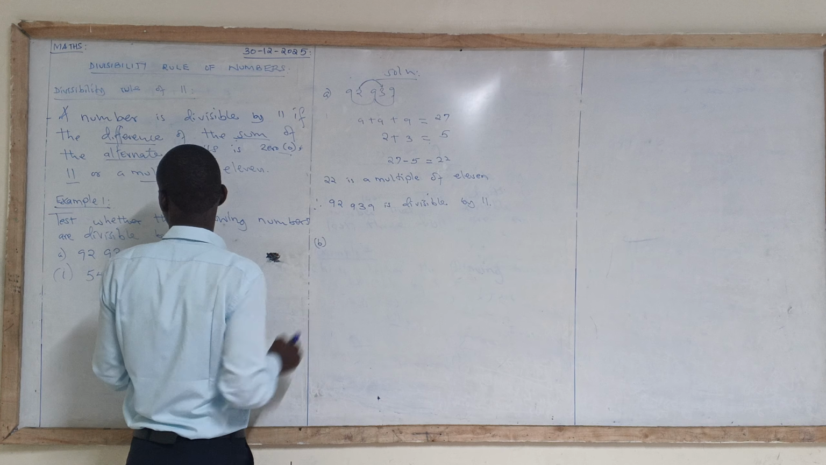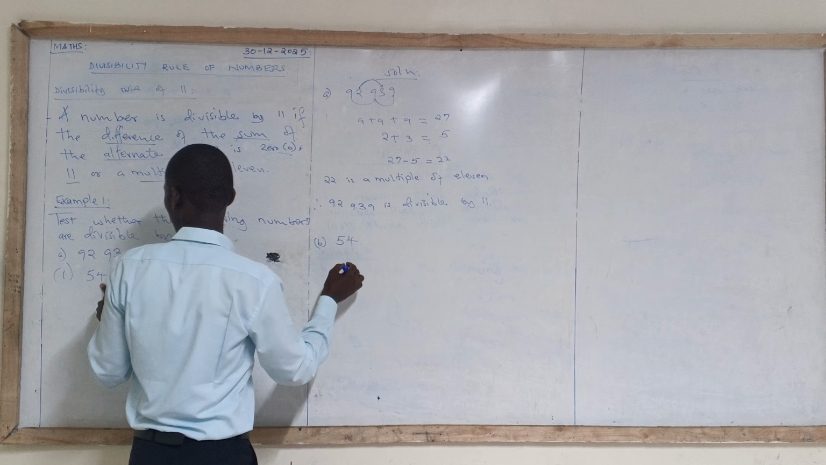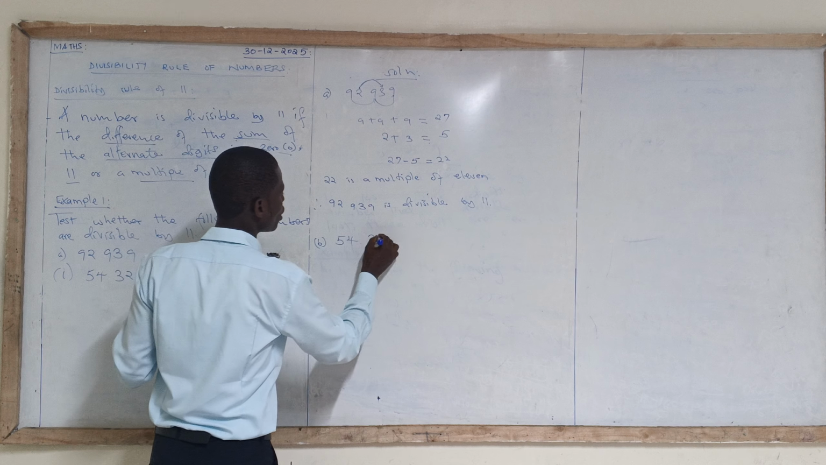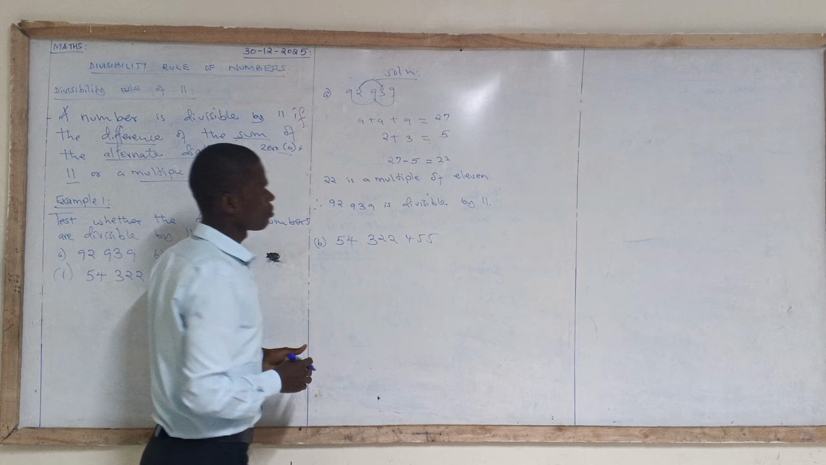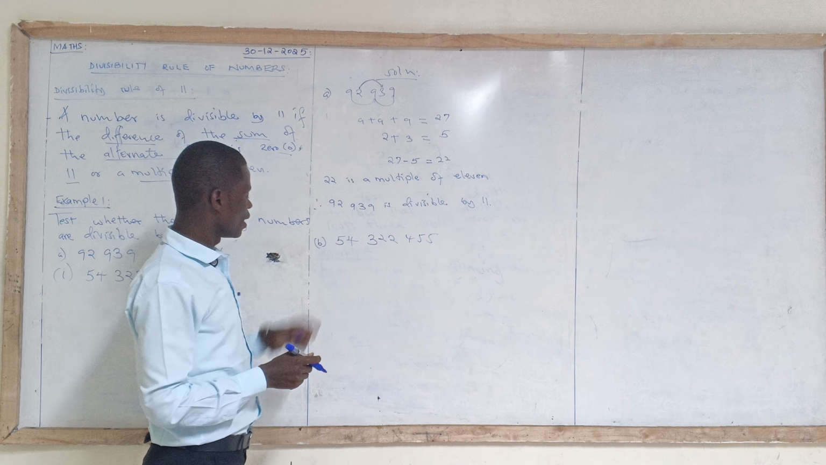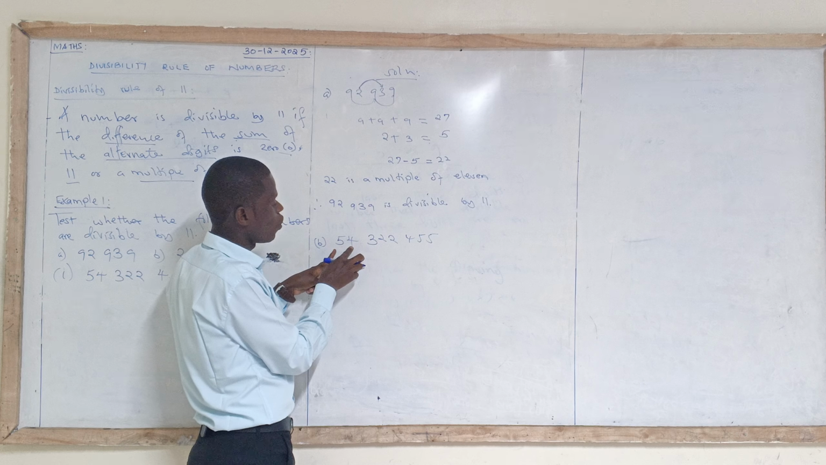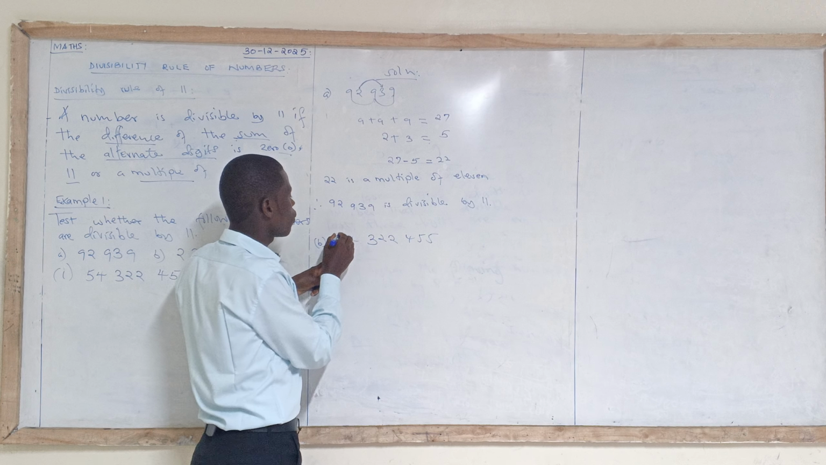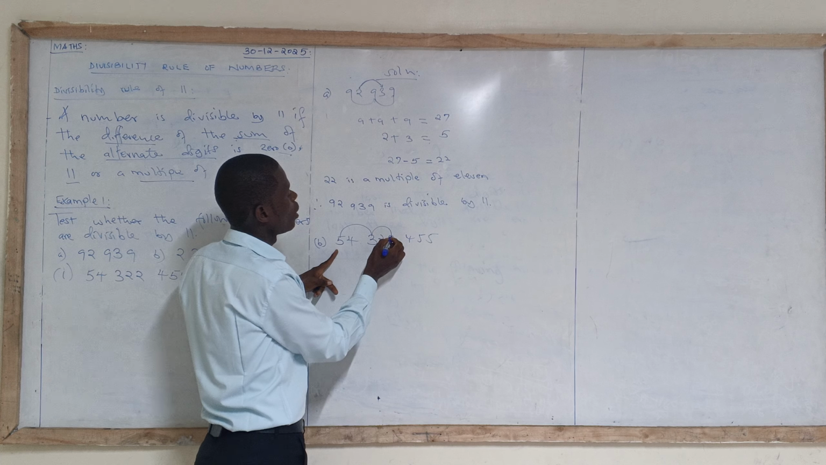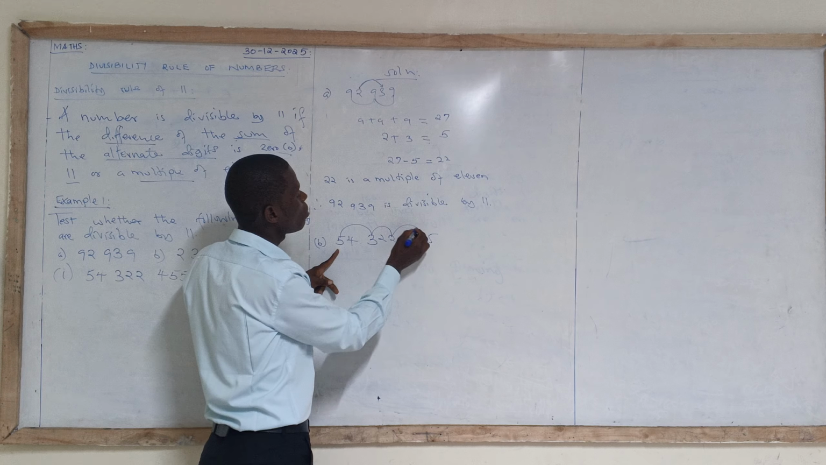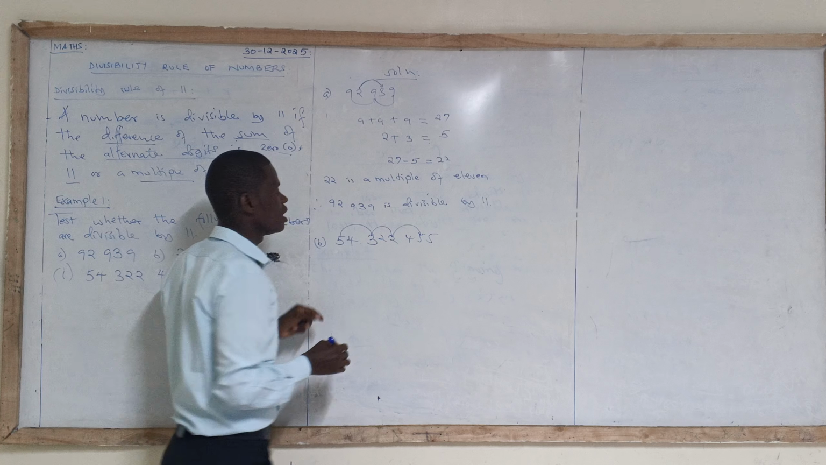B. What do you have? So let me take this giant. 54,322,455. This is the number. Alternate. 5 alternates with which number? You skip 4. Which number is that? 3. 5 alternates with 3. 3 alternates with which number? Skip 2. 2 alternates with which number? That's 5. So you see, I've gotten the alternate digits.